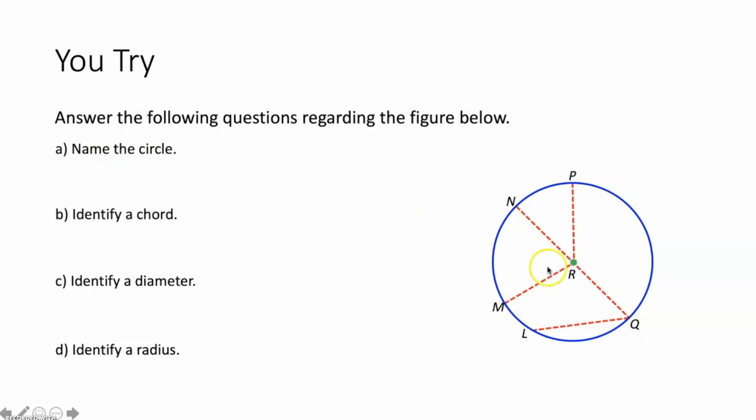Part B says name the circle. So here we have our center point called point R. Therefore, this circle would be called circle R. You could also denote that with our circle symbol.